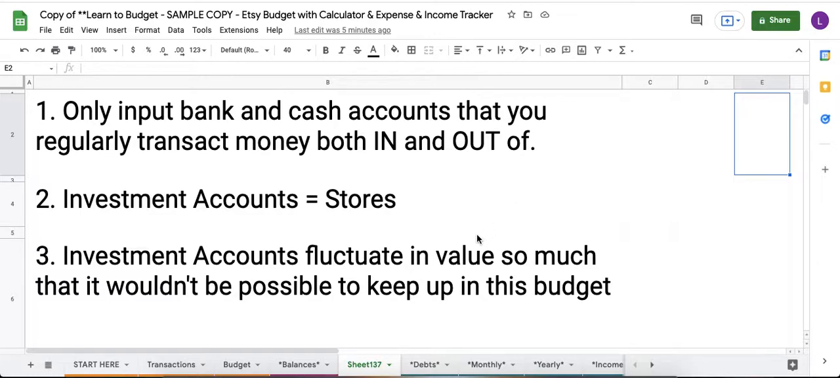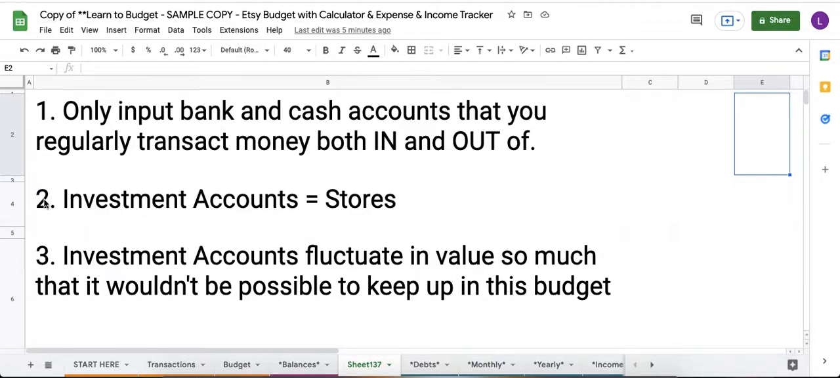Now, that being said, there is a solution if you do want to keep track of the money that you have in your investment accounts, and that would be to download the net worth calculator that I have. It's not included in this budget, but it is free, and I will link it below in the comments so that you can track the value of your investment accounts, including your HSA, in the net worth calculator. It's a separate file that is not part of this budget spreadsheet.